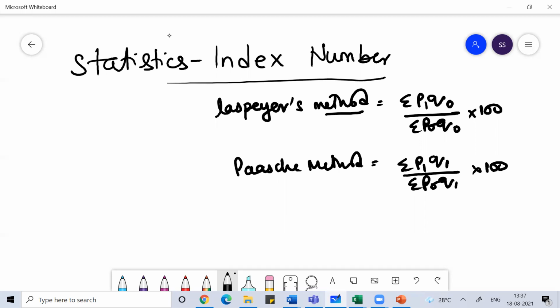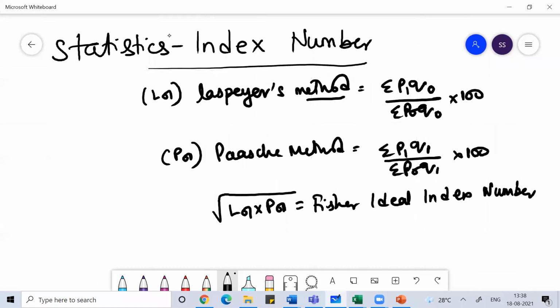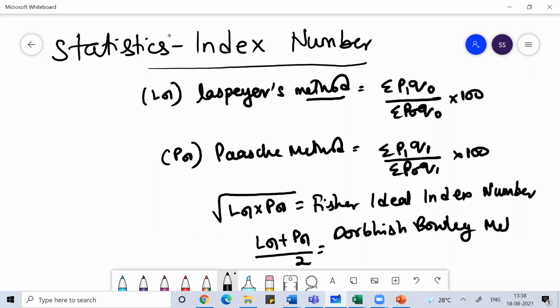If I represent these with L01 and P01, the geometric mean of Laspeyres and Paasche is called the Fisher ideal index number, while the arithmetic mean of Laspeyres and Paasche is called the Drobisch-Bowley method.